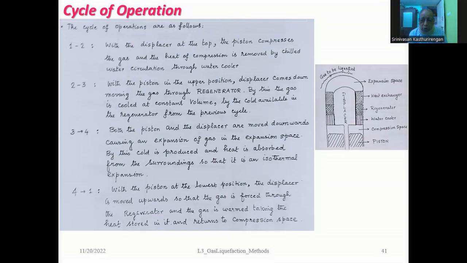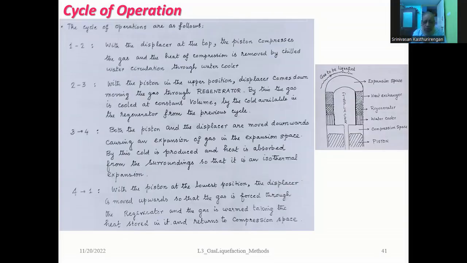This again is supposed to be an isothermal expansion. By this process, the cold is produced and the heat is absorbed from the surroundings, so that it is an isothermal expansion process. With the piston at the lowest position, the displacer is now moved upwards. Now we are talking about the last process, 4 to 1.